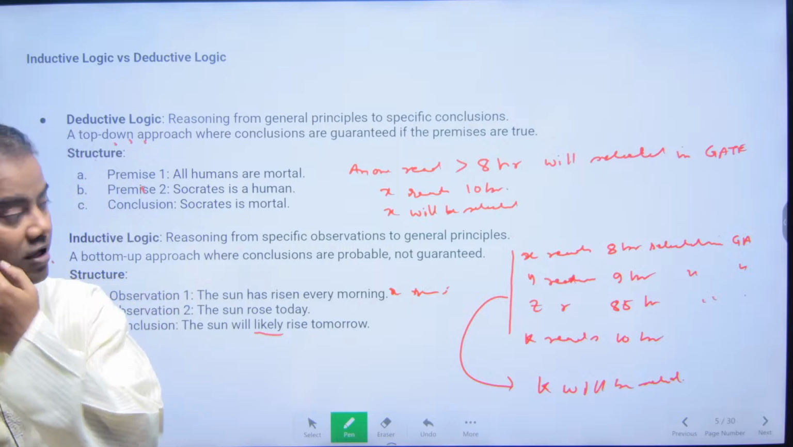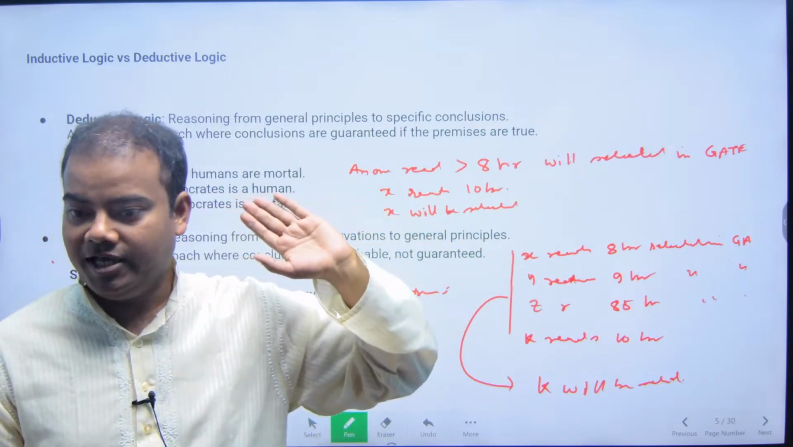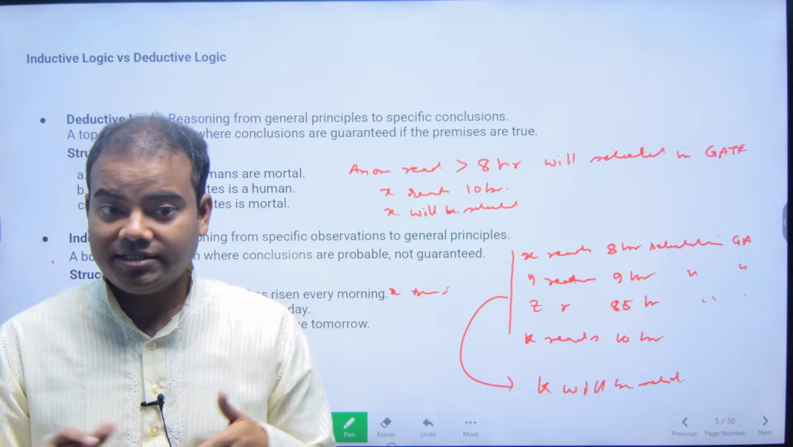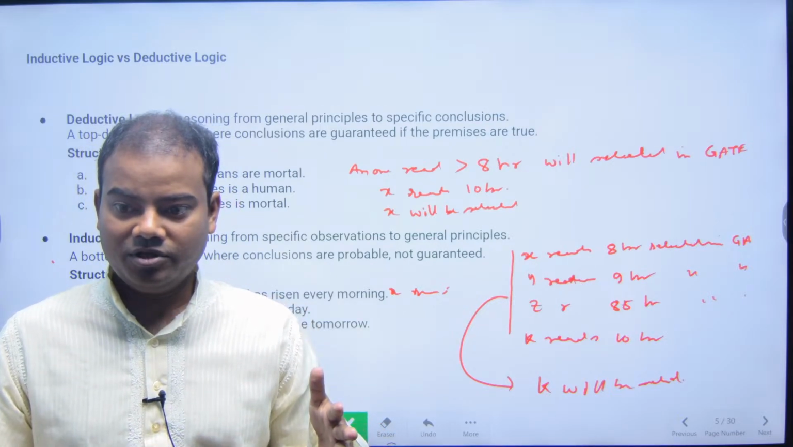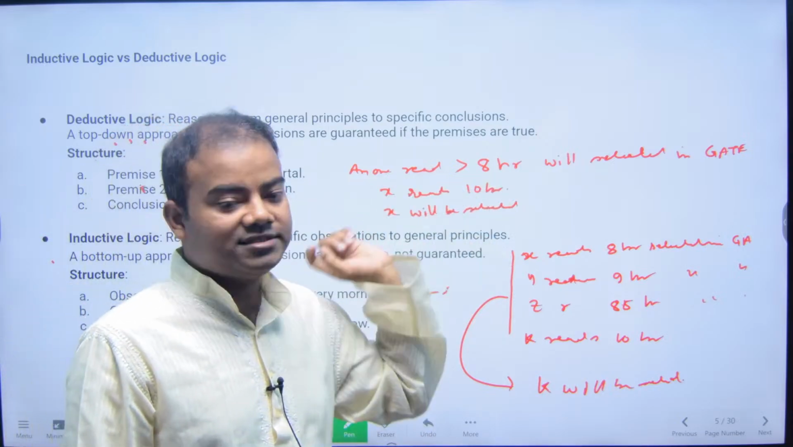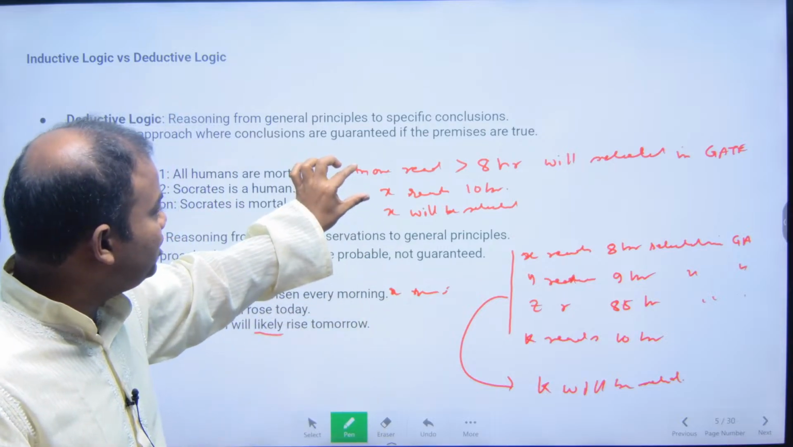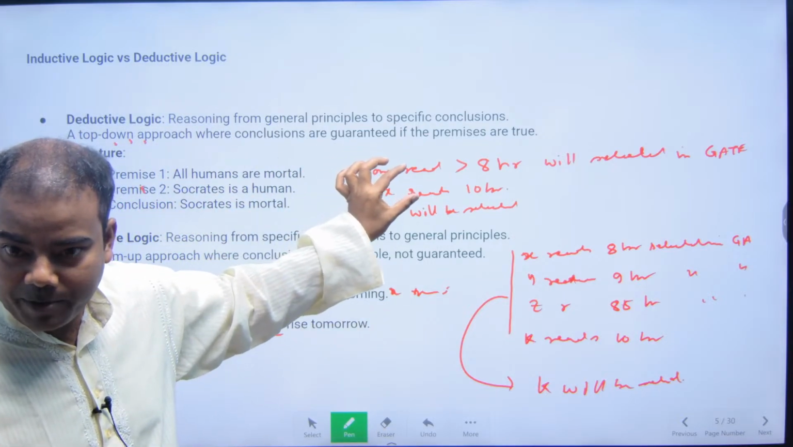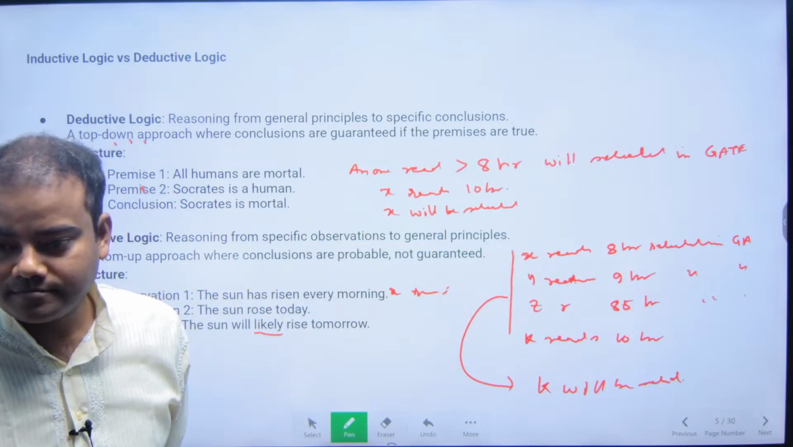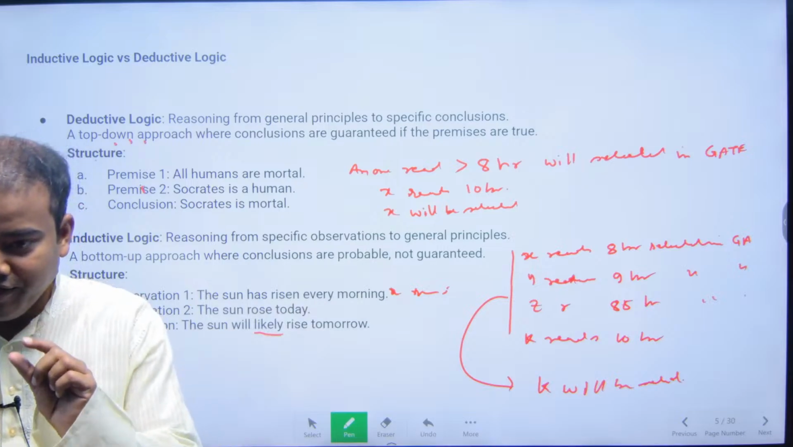So here I am giving the first statement as a generic statement. If someone studies more than 8 hours, he will be selected in GATE. So this is a generic statement. This is a very big statement. After that, X reads 10 hours. So this is a specific one. These two are premises. And what is the conclusion? X will be selected. Is it clear? So this conclusion is very specific.